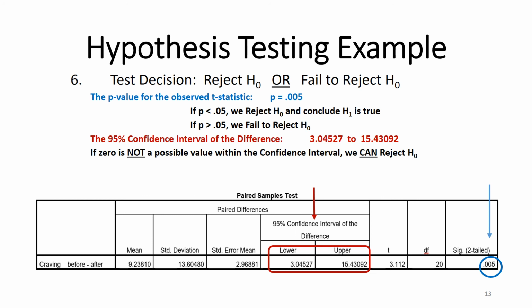0, which is the null value, right? When we looked at the null hypothesis back in step 2, it was mu d equals 0. 0 is not possible. Therefore, we can reject the null hypothesis. So both the fact that our p-value is less than 0.05 and the fact that the confidence interval does not include 0 allows us to reject the null hypothesis. Let's go ahead and move on to the next slide for some interpretations of our findings.